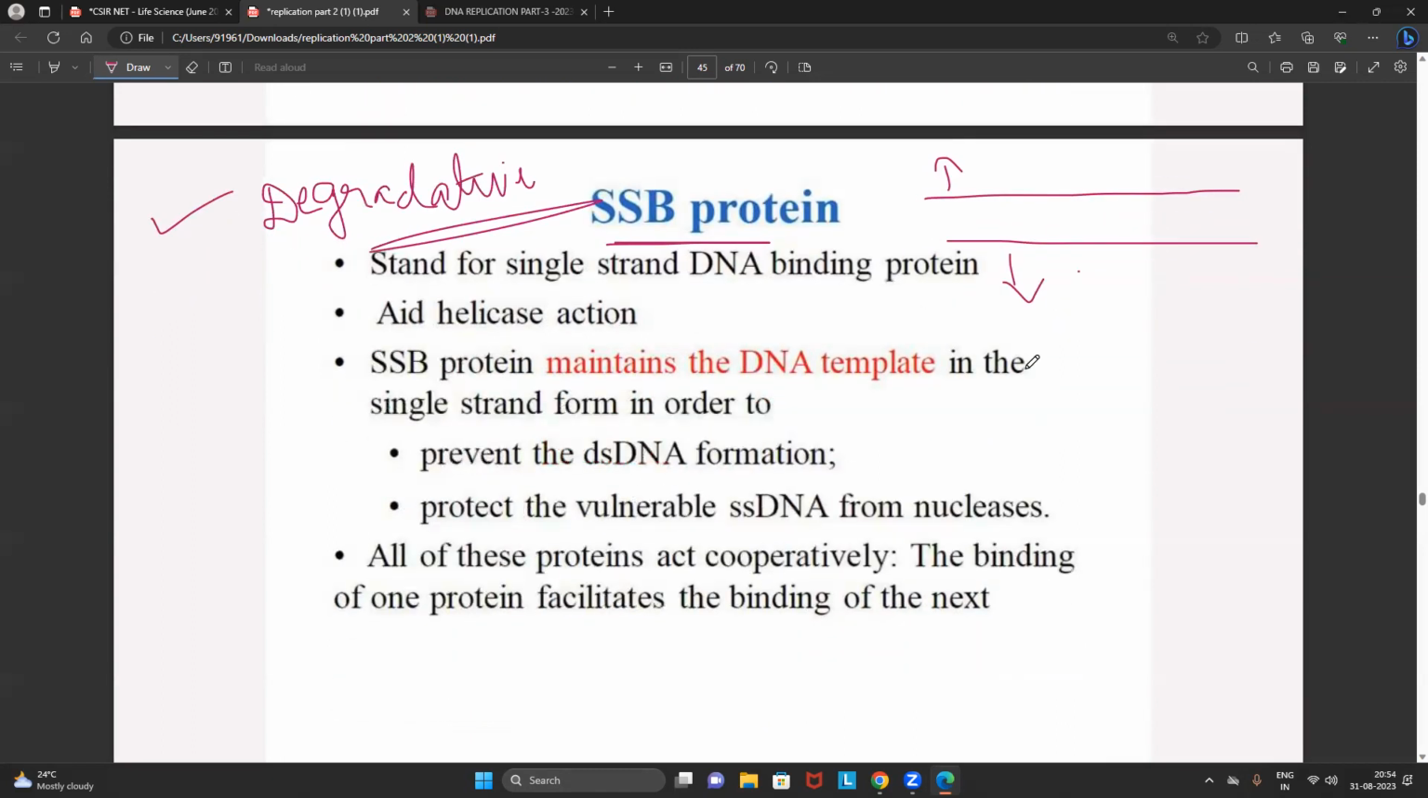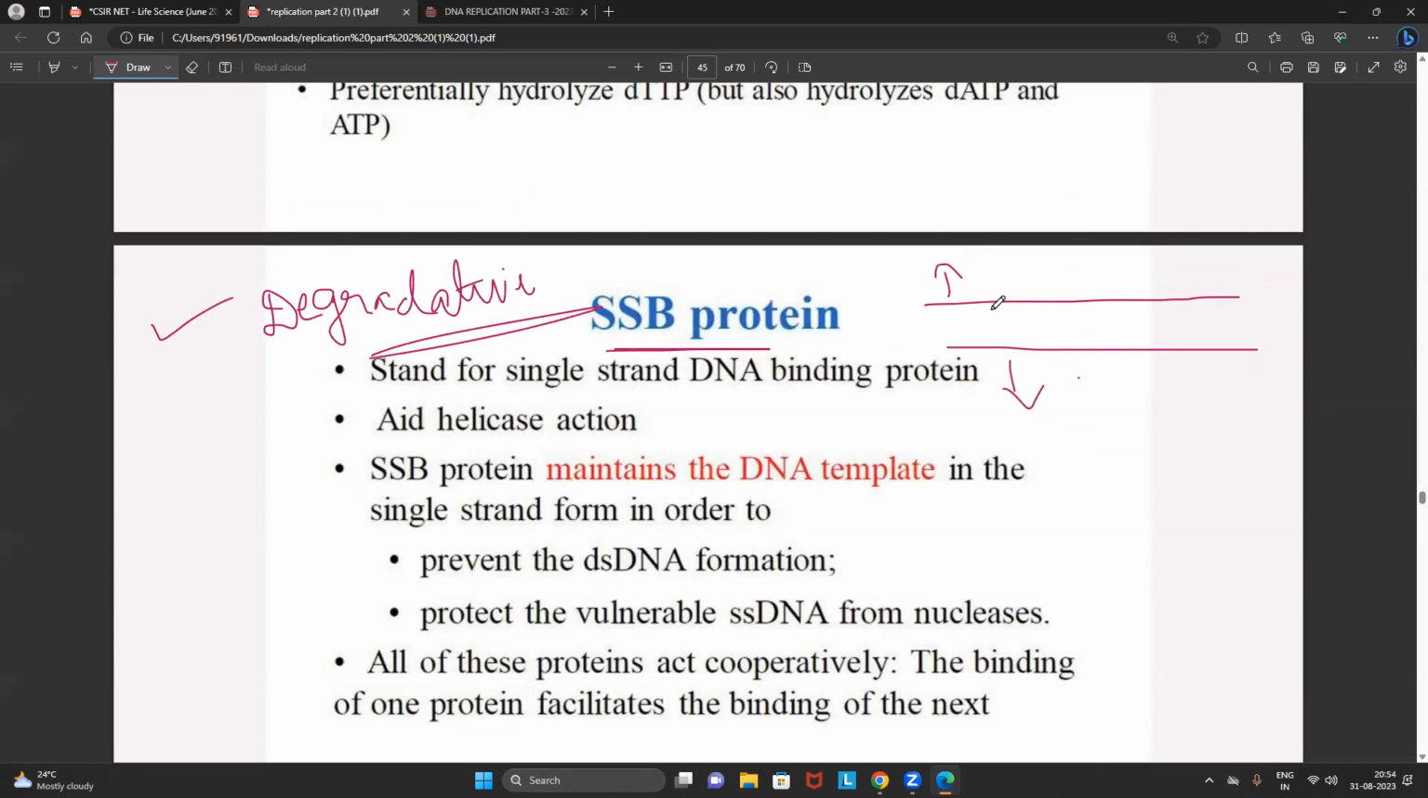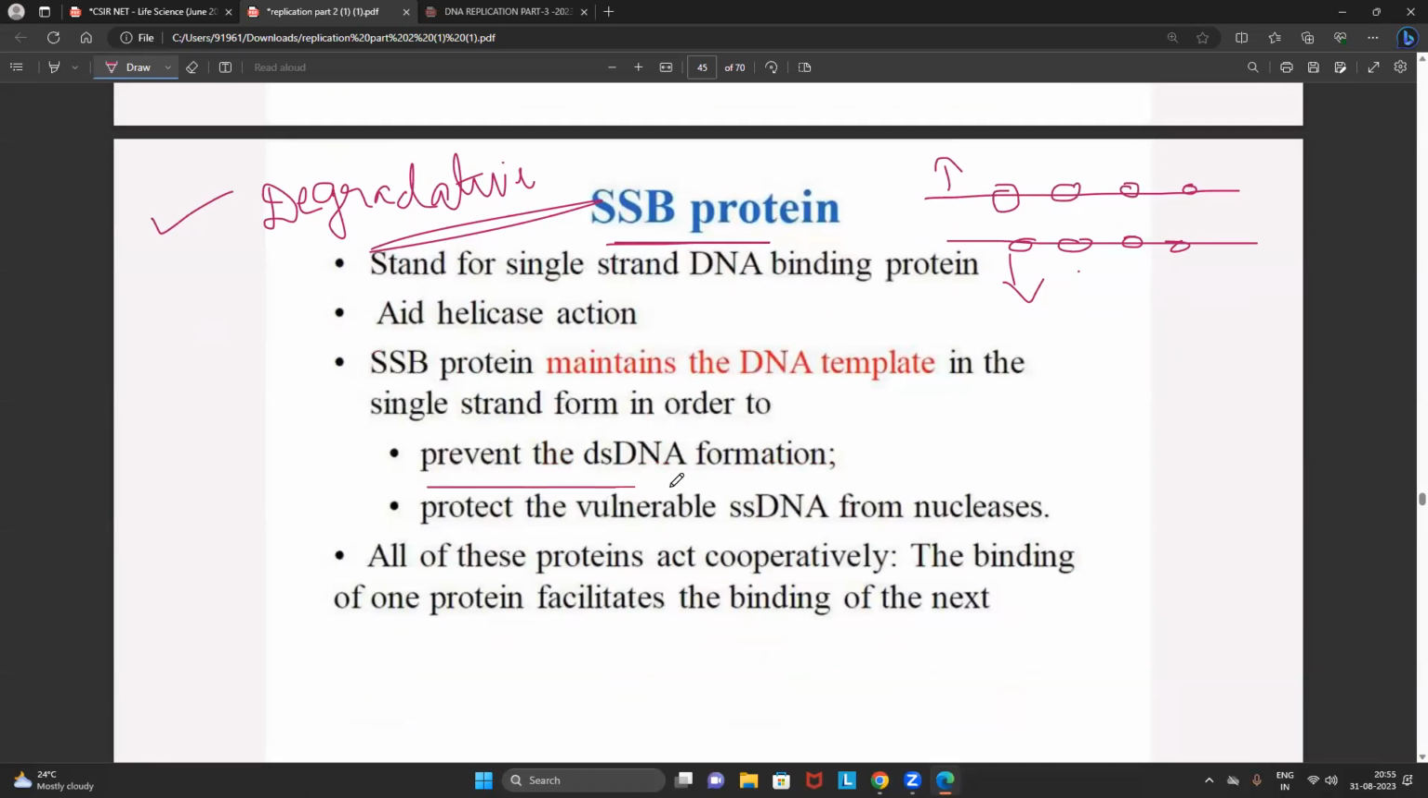So in order to prevent the degradation of the single strands, we will add this SSB. Not only does it protect from the enzymes, but again there is a possibility that the two strands will rejoin, right? So remember everyone, we don't allow the double-stranded DNA to form again. To prevent double-stranded DNA formation and to prevent degradation of the single strands, there is another possibility also. What was that?